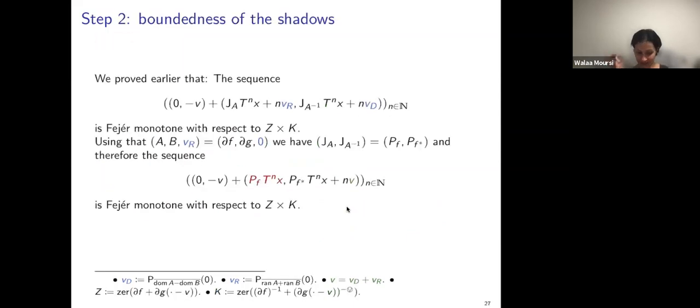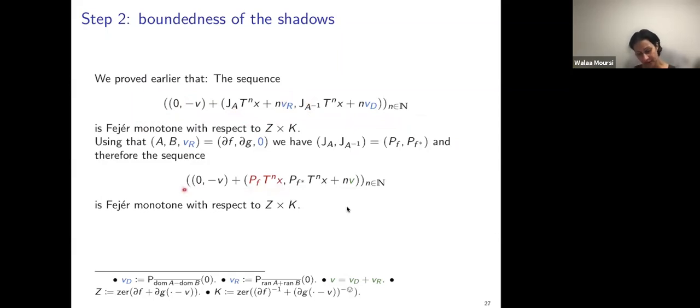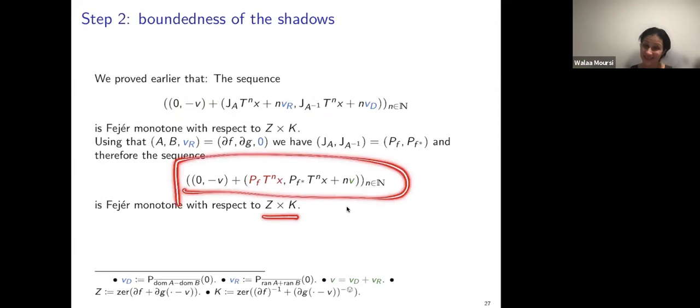Step 2 is the boundedness of the shadows. I talked about this at a high level because we had this sequence. As I said, that was actually a shift. I don't care about it. If this is Fejér monotone, then dropping the shift would not affect my boundedness, and this sequence remains bounded. And in the optimization setting, this J_A becomes P_F, and that's P_F star. V_R is 0, so we no longer see this term, and this sequence becomes this sequence. And therefore, we learn that this is bounded. And even better, we learn that this sequence is Fejér monotone with respect to Z times K.